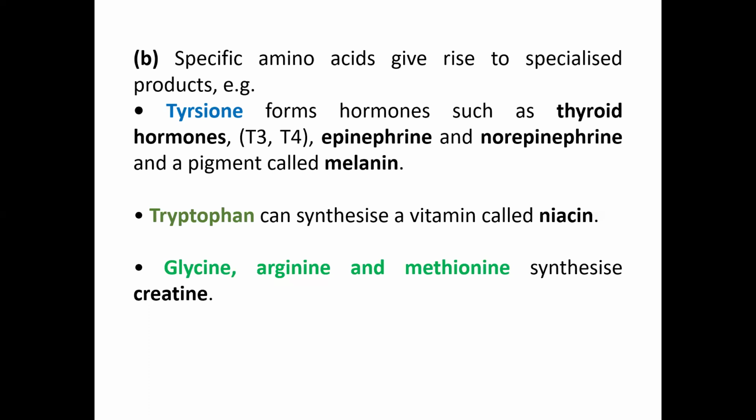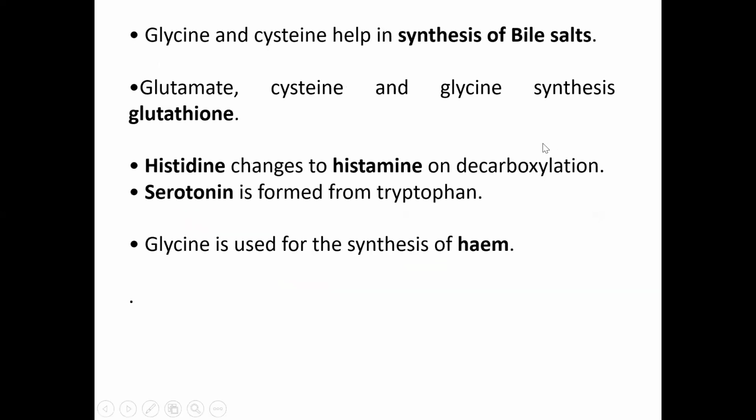Now, also tryptophan can participate in the synthesis of a vitamin that is called niacin. And we have glycine, arginine, and methionine that synthesize creatine. We also have glycine and cysteine that help in the synthesis of bile salts, and glutamate, cysteine, and glycine that are involved in the synthesis of glutathione, which is an antioxidant.